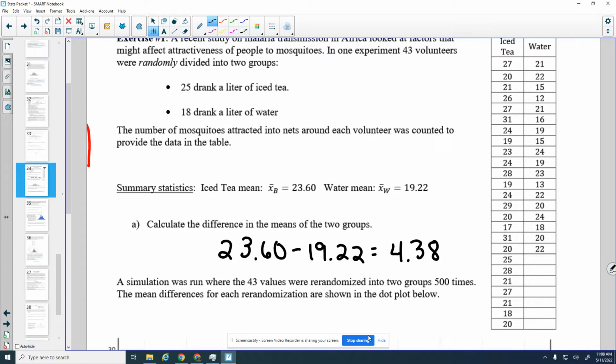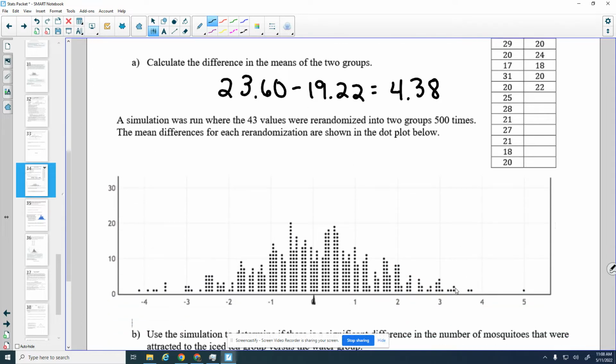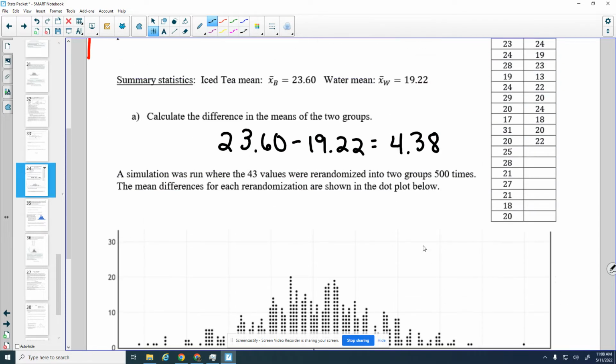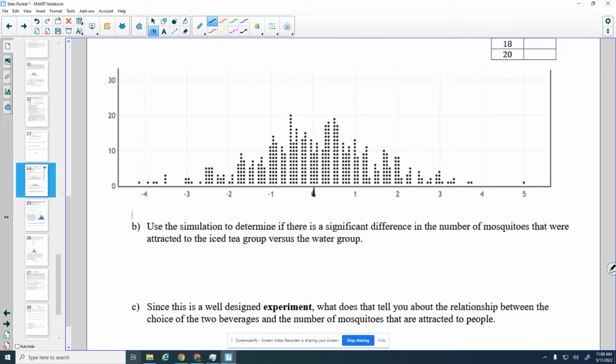So a simulation was run where the 43 values were re-randomized into two groups 500 times. The mean differences for each re-randomization are shown in the dot plot below. So we have 500 dots here. So we're going to use this simulation to determine if there is a significant difference in the number of mosquitoes that were attracted to the iced tea group versus the water group. So as a reminder, our mean difference was 4.38, okay? If I look at my graph, 4.38 would fall all the way out here. Now we have 500 dots. There's only one dot that's more extreme than my value.